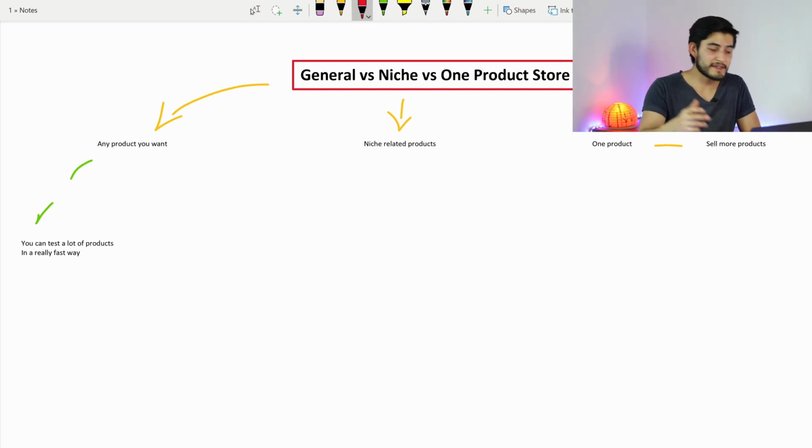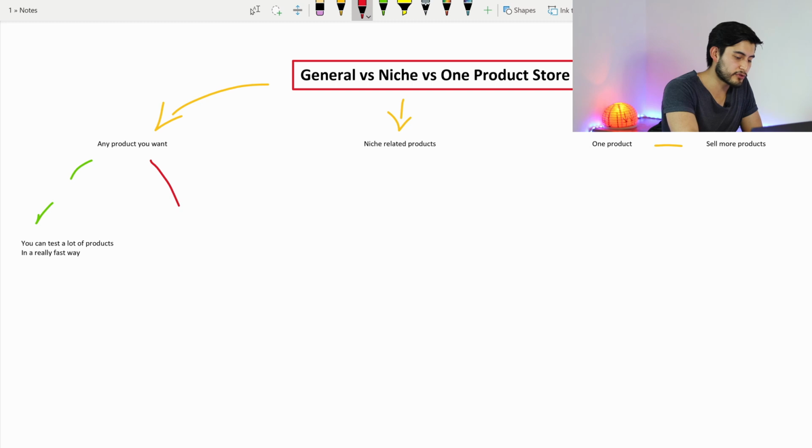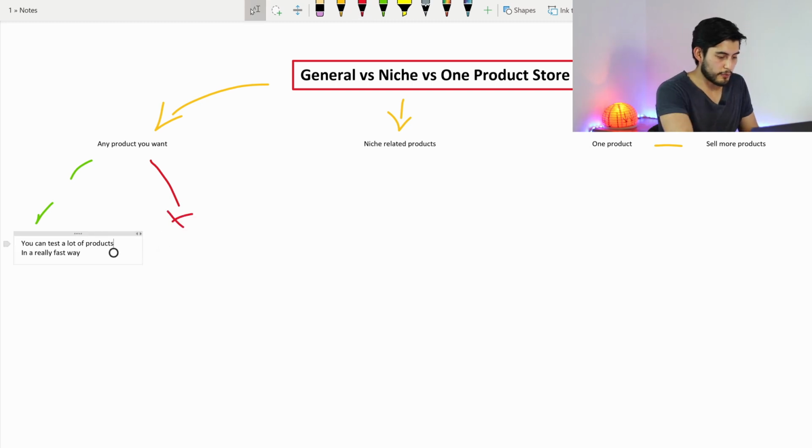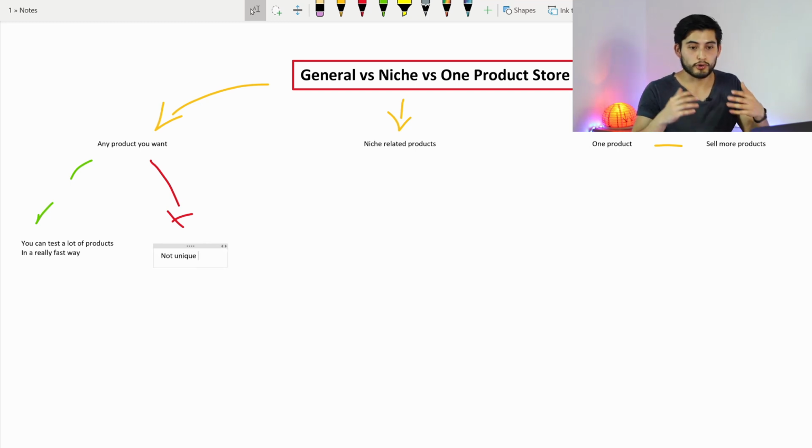But now here guys, the main disadvantage of using a general store is that your business right here is not gonna be unique. So your brand, your business, your store is not gonna be unique, but the problem of not being unique is that you cannot really scale and you cannot really create a super solid, super big business if you are not unique. So you need to have something that is unique.